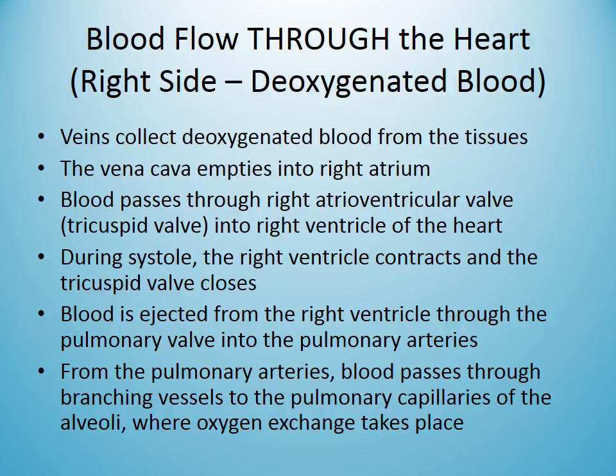During systole, so during that contraction, the right ventricle is going to contract and the tricuspid valve closes. And then the blood is going to be injected from the right ventricle through the pulmonary valve. Remember that semilunar valve? So that right AV valve will snap shut, but the semilunar valve will open up, allowing that ventricle to pump its blood into the pulmonary arteries.